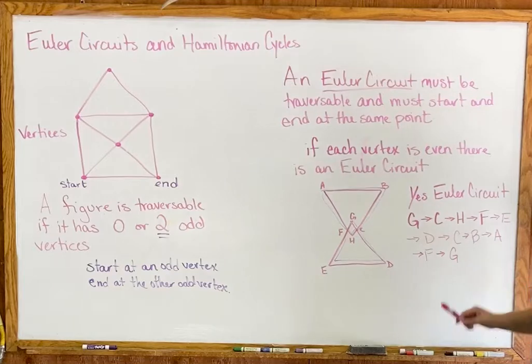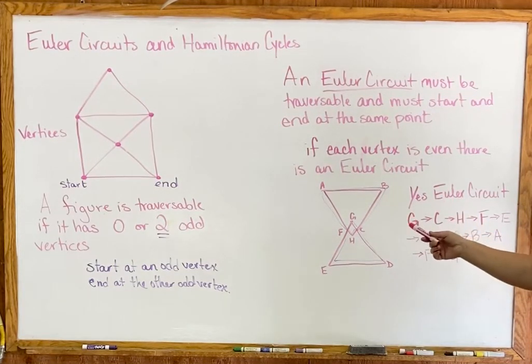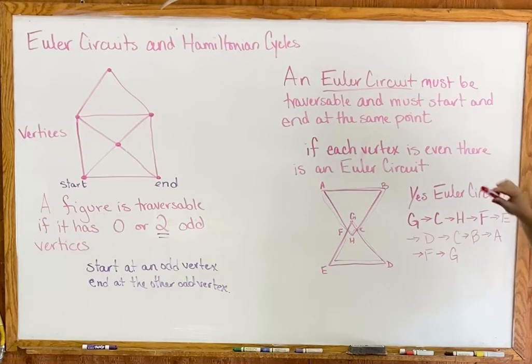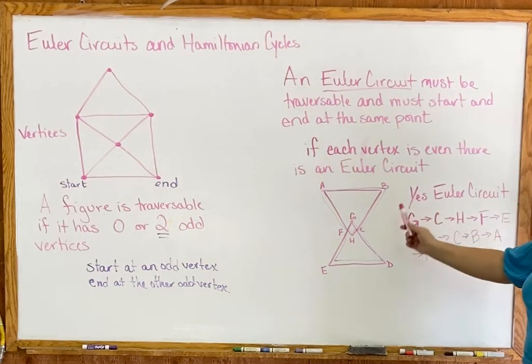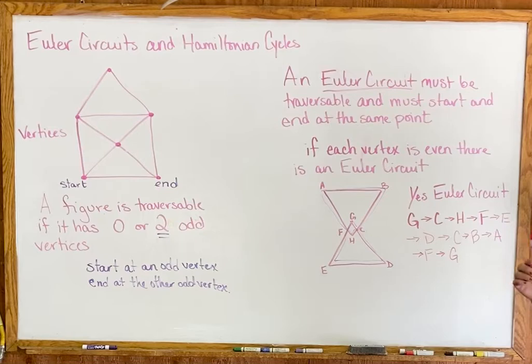Now, like I said, you did not have to do this the same way that I did. You could have started anywhere else and gone in a different order, different direction, but as long as all of the vertices are even, you will have an Euler circuit, okay? And you can find it, which is what we did there.